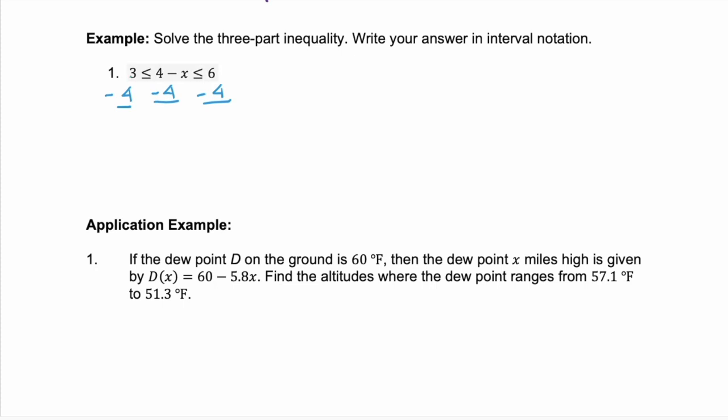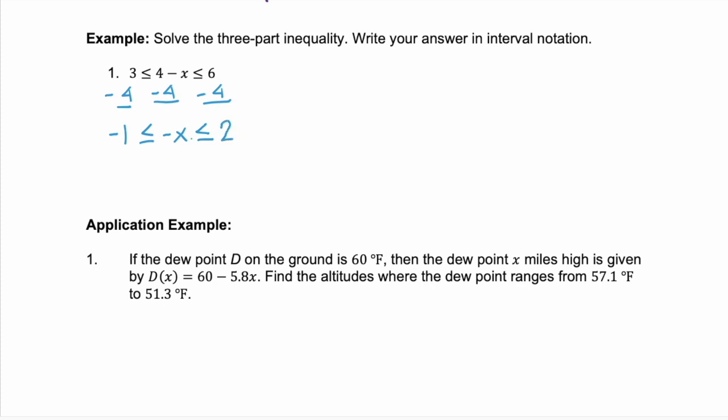So on the left we have 3 minus 4, which is negative 1. We keep the less than or equal to. We're left with negative x in the middle, another less than or equal to, and 6 minus 4 is 2.